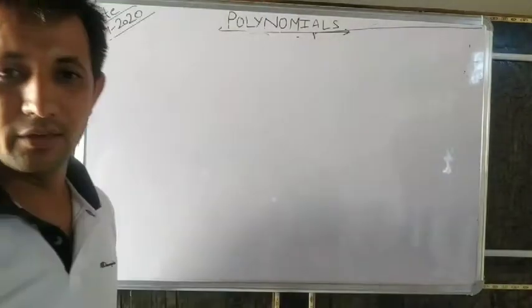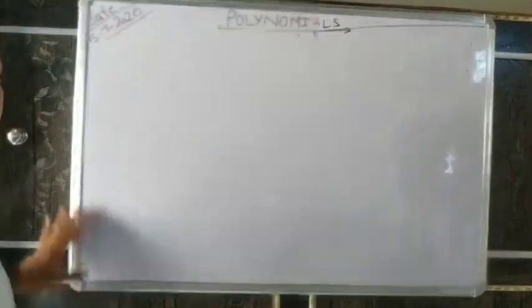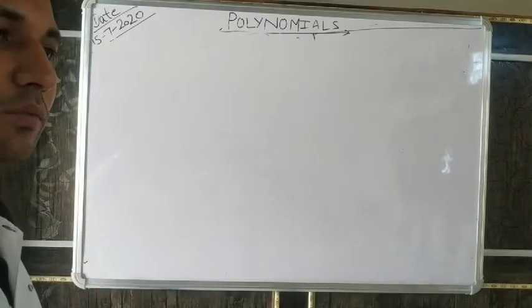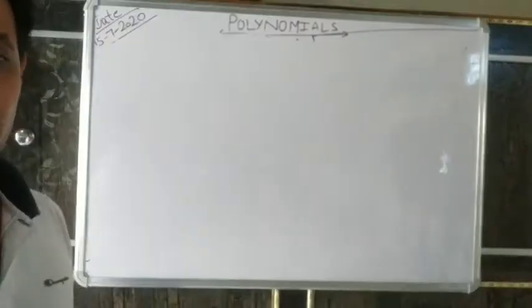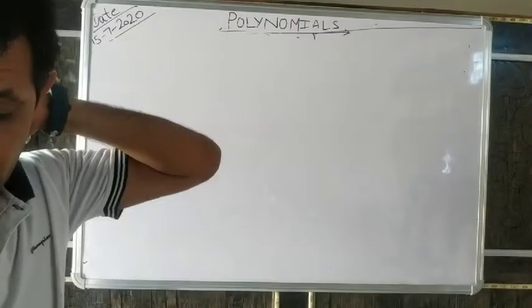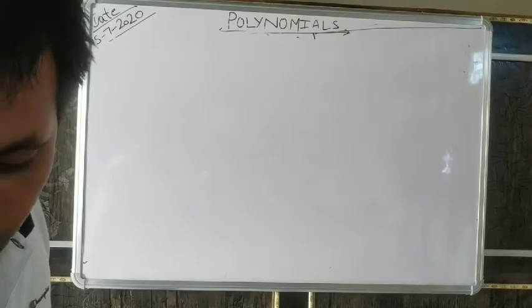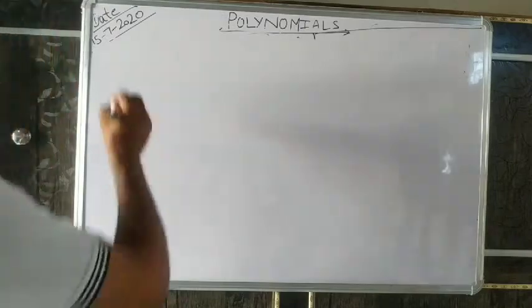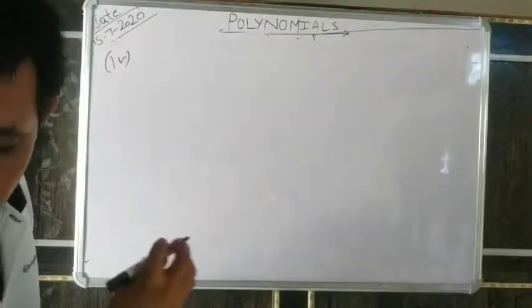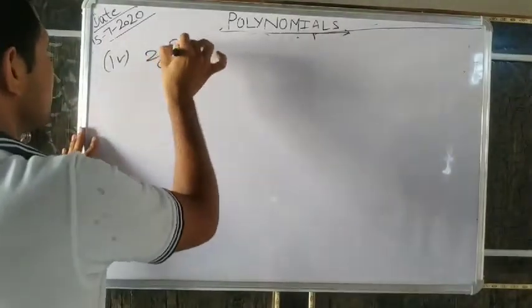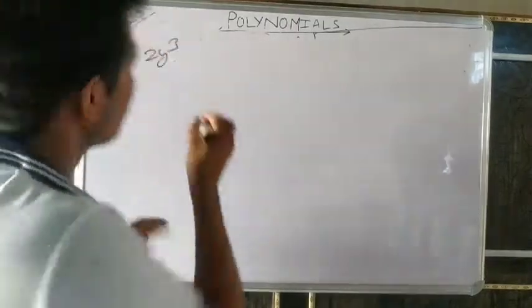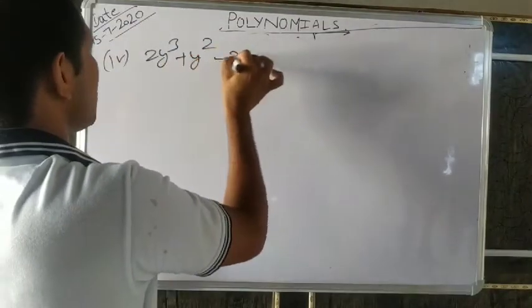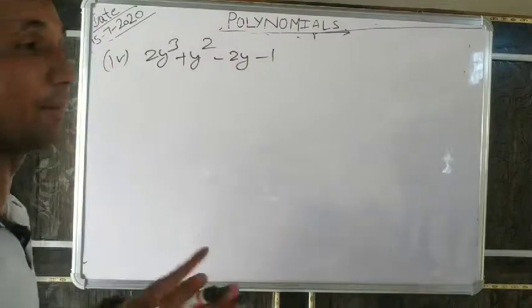Some students are saying, sir, you are making the video very large. So I am trying to reduce the time period of the video. So one more, suppose we are discussing the fourth part of the fifth question: 2y cube plus y square minus 2y minus 1 by trial method.